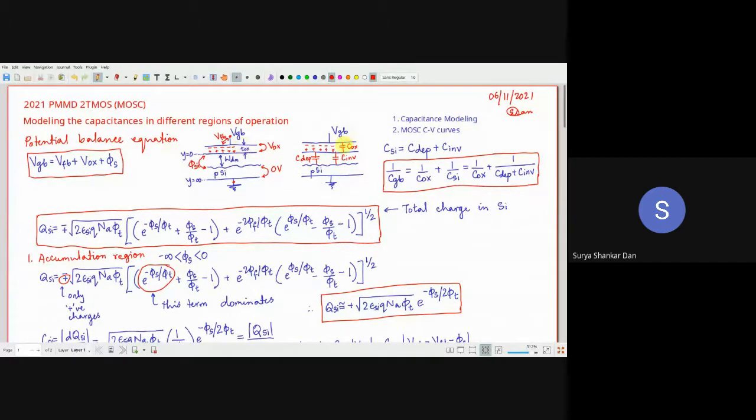Okay, so epsilon OX by Tox. Tox is the COX, the oxide capacitance. Okay, then what we have is the interface. Initially, there is no inversion capacitance because there are no electrons there initially.